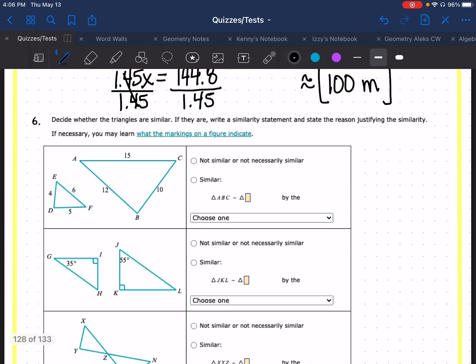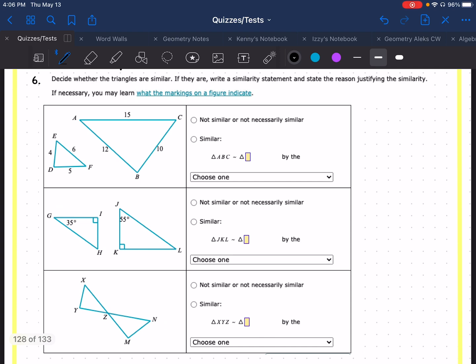All right, the last question on your quiz today is going to see if you can tell me that you know the three shortcuts for telling me that the triangles are congruent, or sorry, similar. So decide if the triangles are similar. If they are similar, write a similarity statement. They're going to have you just finish it and state the reason justifying the similarity. If necessary, you may learn what the markings in the figure indicate. Okay, so I guess you could click that.